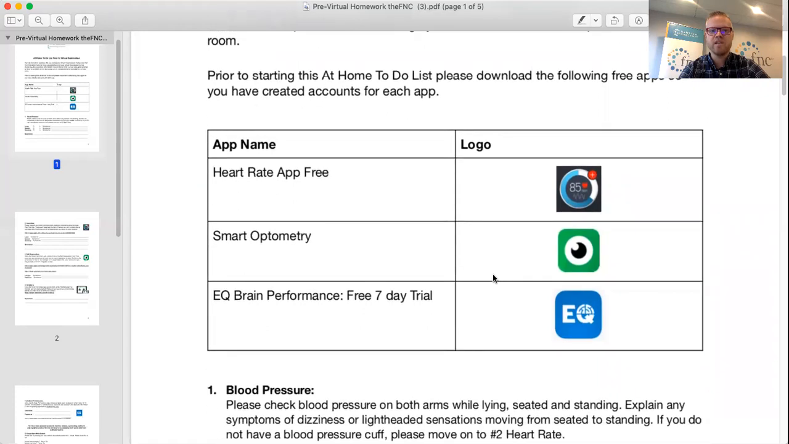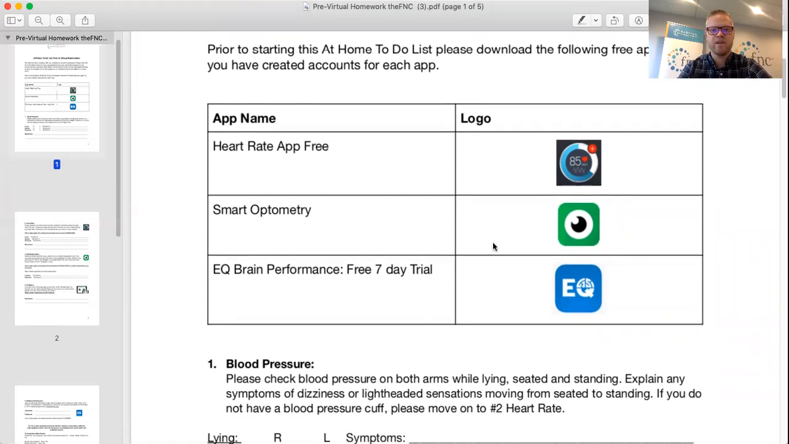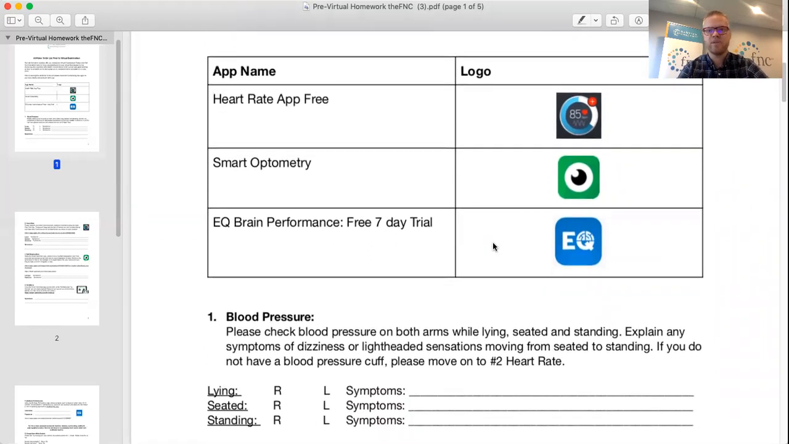Another app is called EQ Brain Performance, and I'll go into that a little bit more in depth. They do have a free trial, and you can download this. You can use it at home. You can use it with your family.